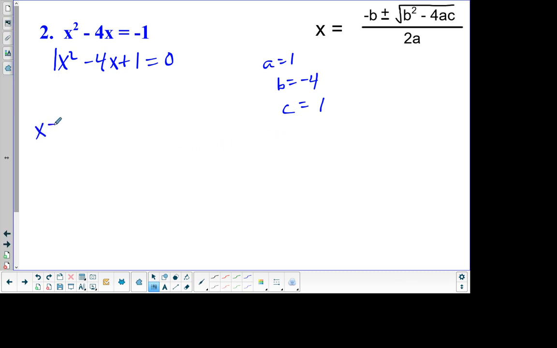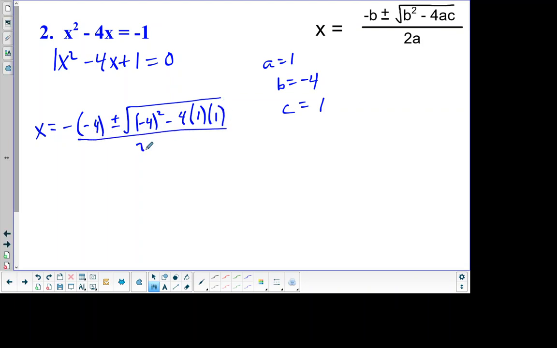So x is going to be, what's negative b? Negative b is, wait, what? Oh, 4. Isn't it the negative of negative 4? Yeah, 4. Alright, and then plus or minus negative 4 to the second. Negative 4 squared minus 4 times 1 times 1, all over 2a. So what do we do first? The exponent, right?